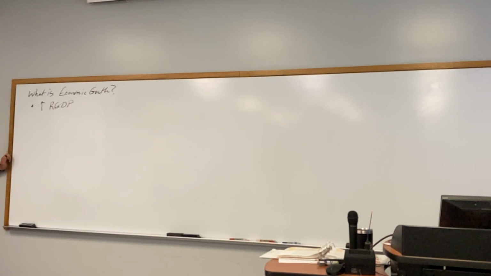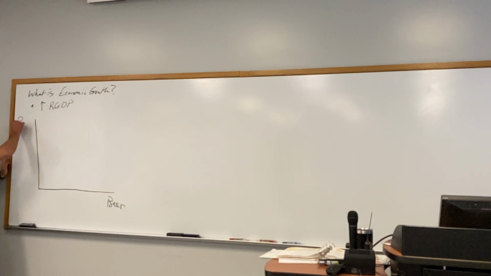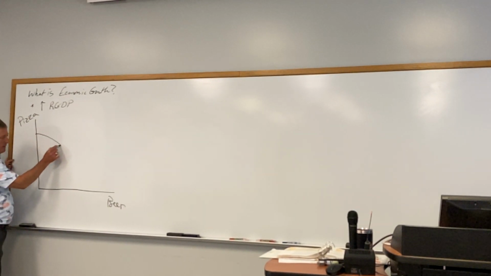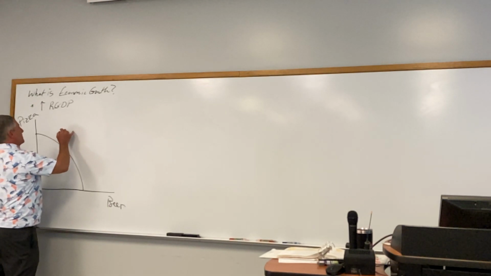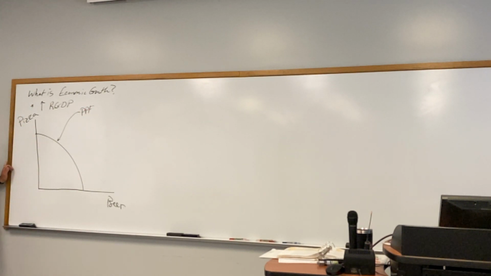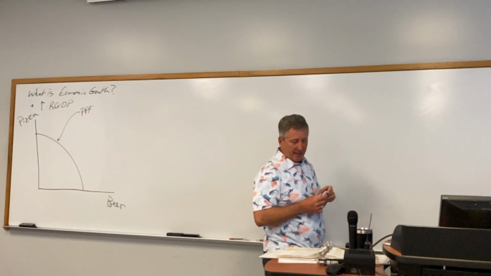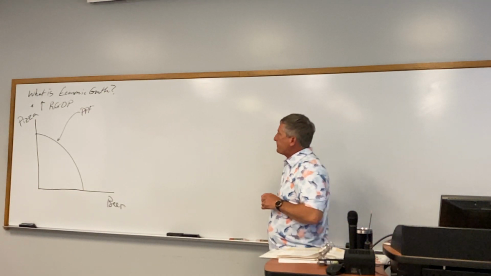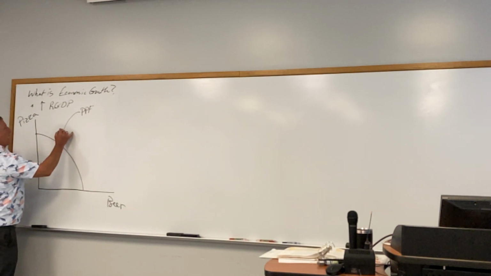Having more stuff. Well, what we did in the early chapters is if we look at beer and pizza, the production possibilities frontier shows the maximum combination of two goods an economy can produce given its available resources and technology. So this was the PPF, the production possibilities frontier. Again, this is review from stuff we did in the first week of class. And what we get out of this is where economic growth really comes from.